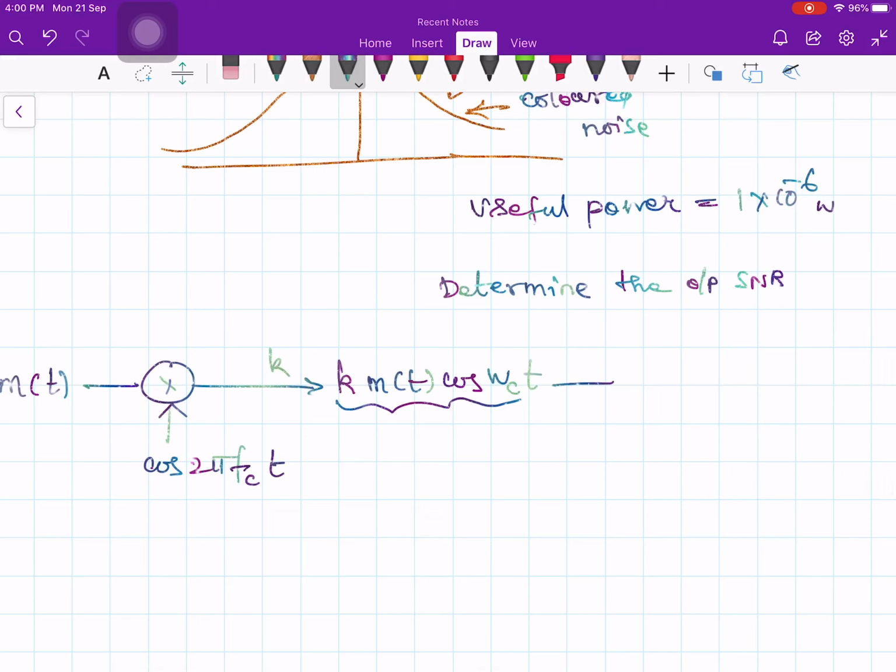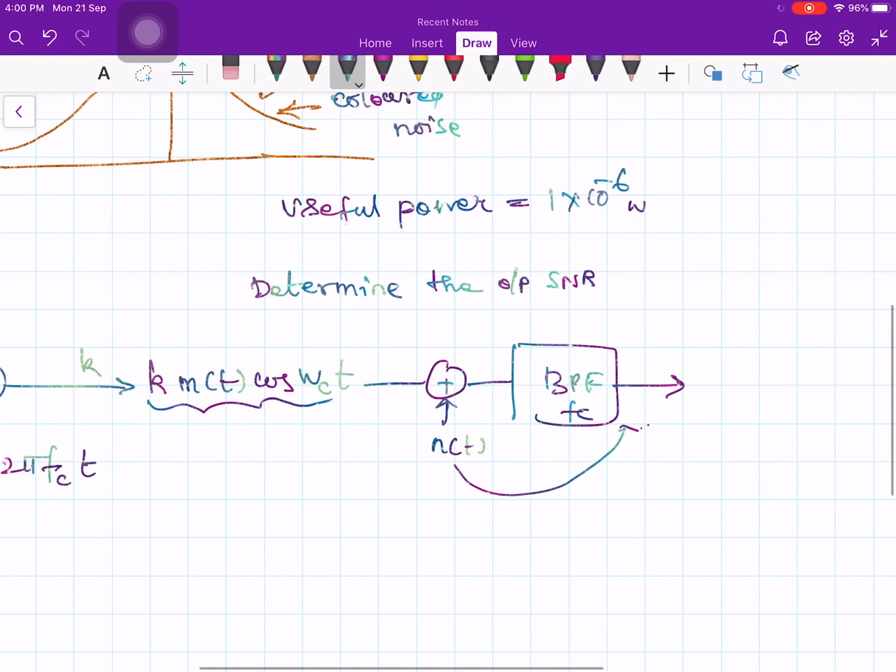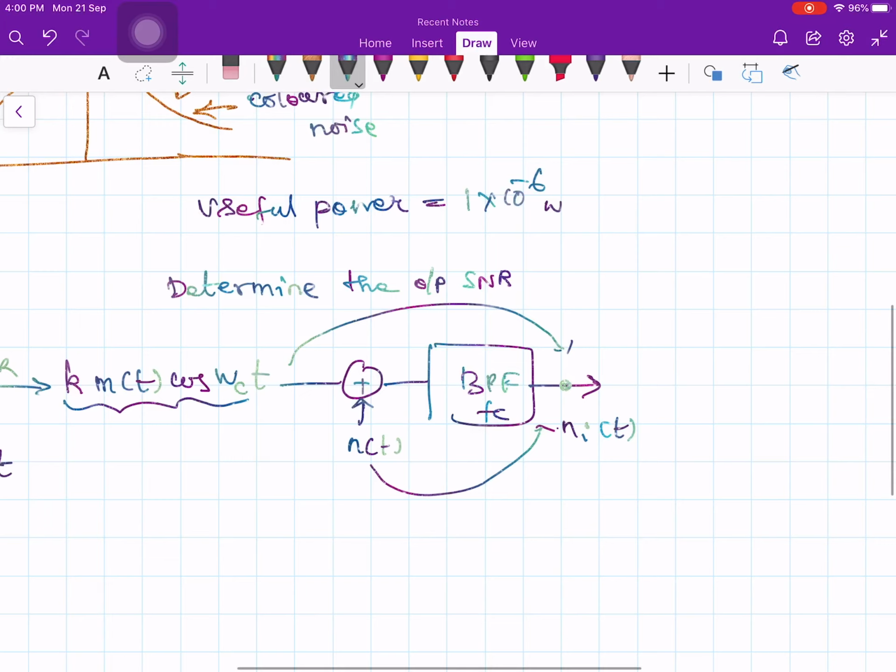In fact this is a band pass signal. Here the noise n of t is added and given to the band pass filter, which is centered around the carrier frequency omega c. At this point n of t becomes ni of t, and the same signal appears here also. Let me say this point is yi of t. Yi of t is equal to k times m of t times cos omega ct plus ni of t.